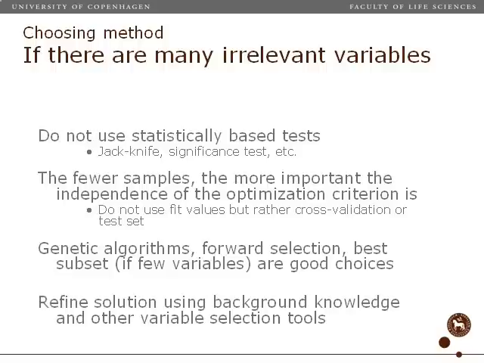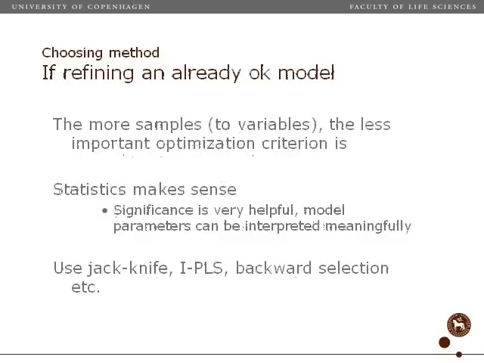Genetic algorithms, forward selection, those are the typical choices if you're not able to build a model on the whole data set. If you're able to build a model, that is, you want to refine a model that already works, well then you can start using the more statistically based methods such as significance testing, jackknifing, even backward selection.